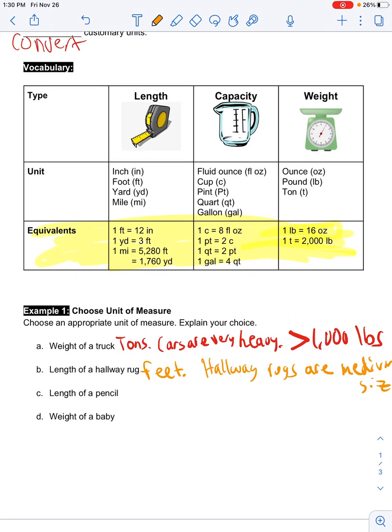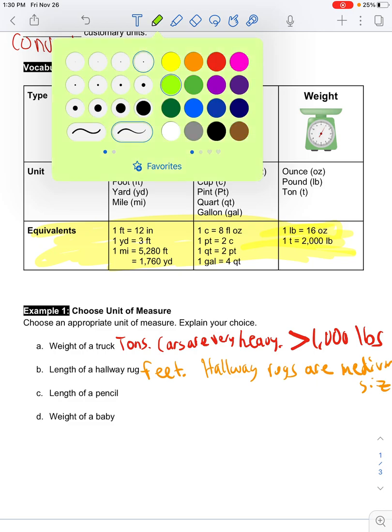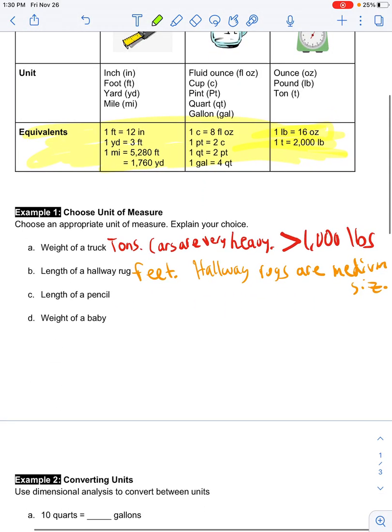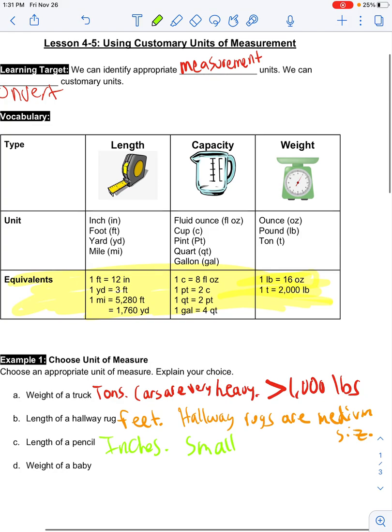The length of a pencil. I'm looking at a pencil right now. It's probably a little bit less than a foot since I've been sharpening it. And since it's less than a foot, I am going to use inches, because it's my smallest customary unit of measure. Pencils are small.